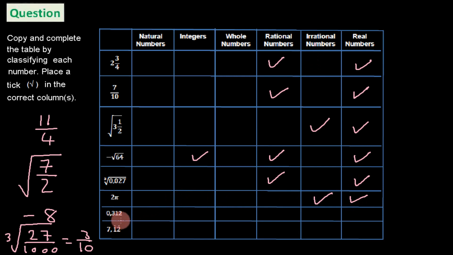Then we have 0,312. This is a terminating decimal. Now, a terminating decimal is rational. In other words, it can be written as a fraction. Of course, the natural numbers, the integers and the whole numbers do not include decimal numbers. Then, because it's rational, 0,312 is also real. Here we have a non-terminating but recurring decimal, which we know is rational and also real.